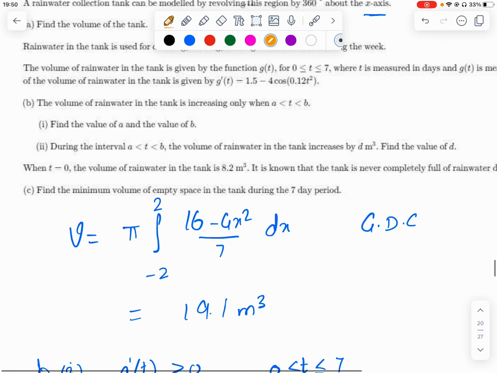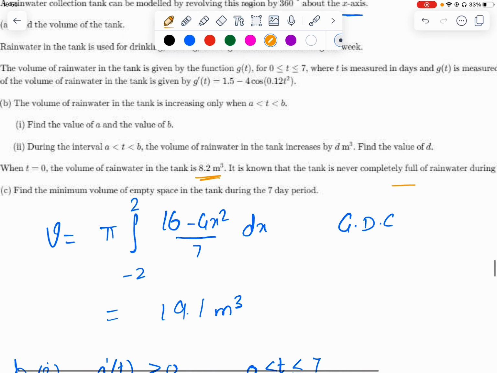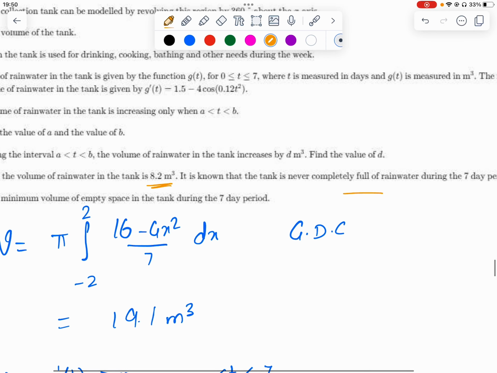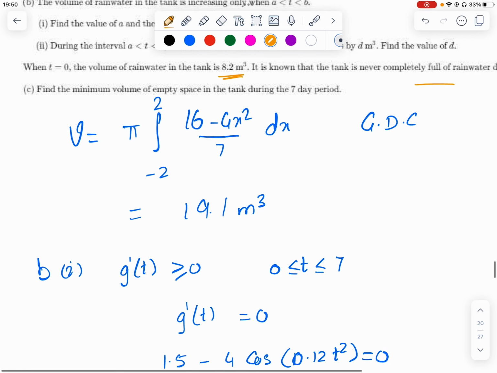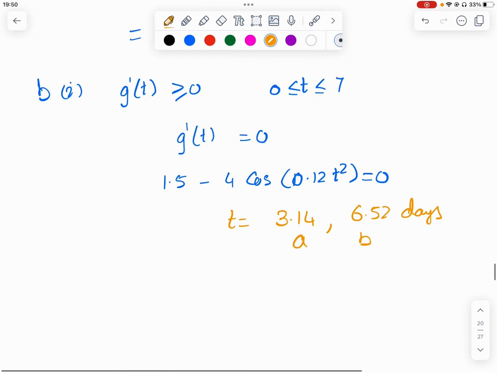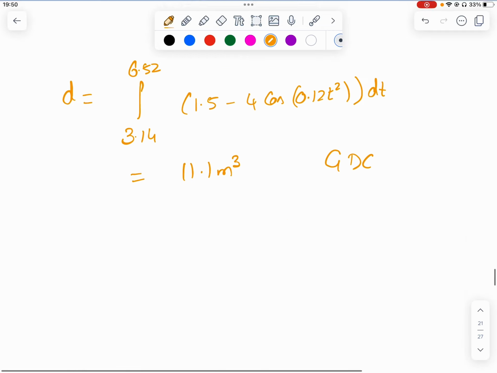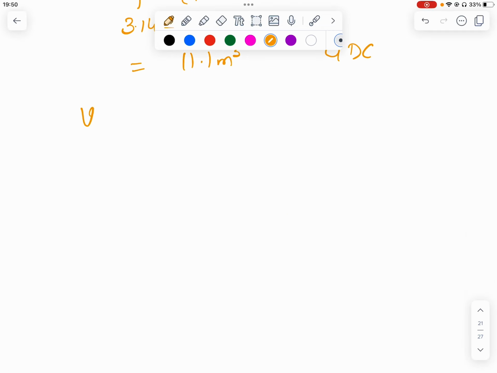Next, what else is it telling? When t equals 0, the volume is 8.2. It is known that the tank is never completely full with rainwater during the 7-day period. Find the minimum volume of empty space in the tank during the 7-day period. So we know that the initial volume is going to be 8.2. So volume at 0 is going to be 8.2 meter cube.